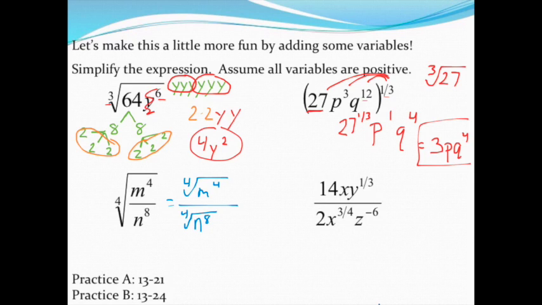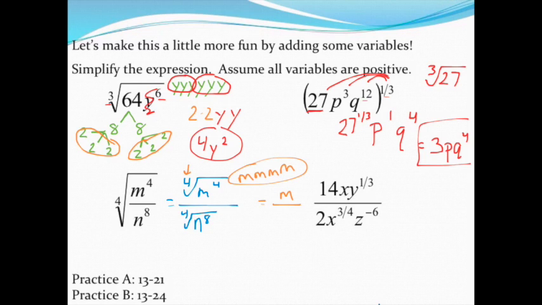Like we did on top, let's think about what this means. M to the 4th power means I have 4 m's being multiplied together. This time I need a set of 4 to get out, and look, I have a set of 4. So I'm going to have one single m on the outside. Nothing was left over to be on the inside.